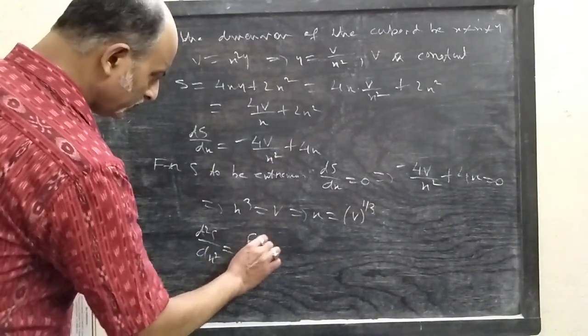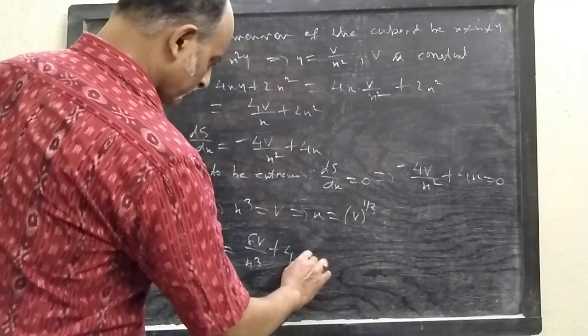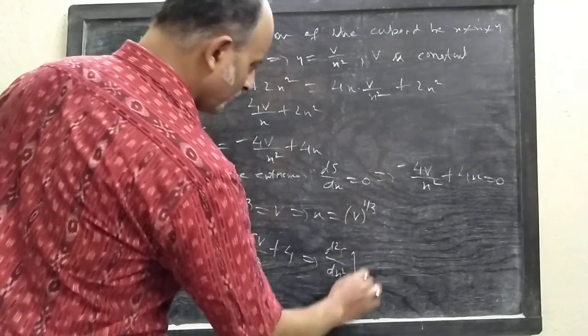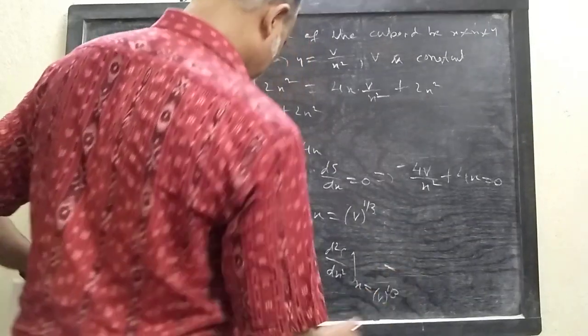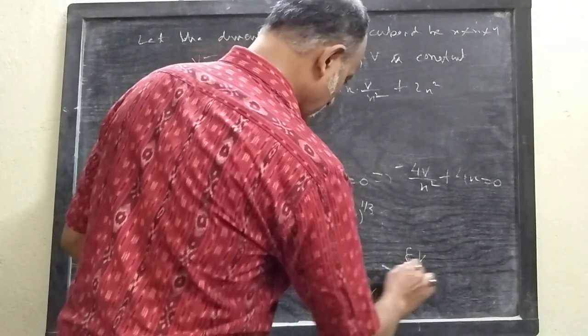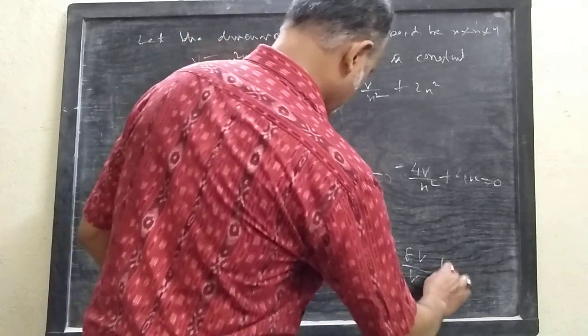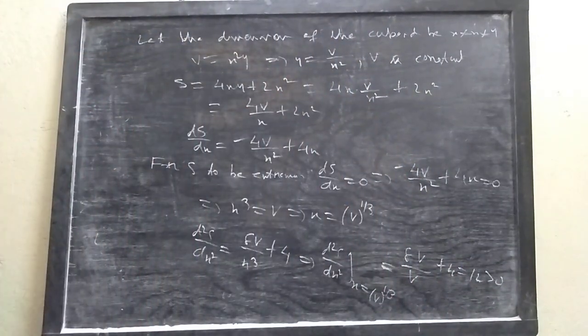8b by x cube plus 4, that implies d2s dx2 at the point x equals b to the power 1/3 will be 8b by x cube, which is b, plus 4 equals 12. This is positive. Therefore, your AC is minimum for x equals b to the power 1/3.